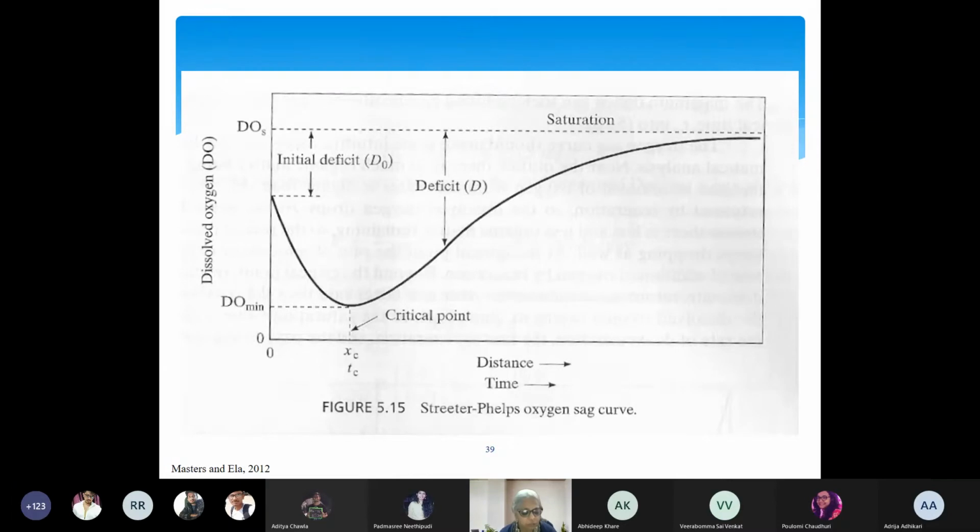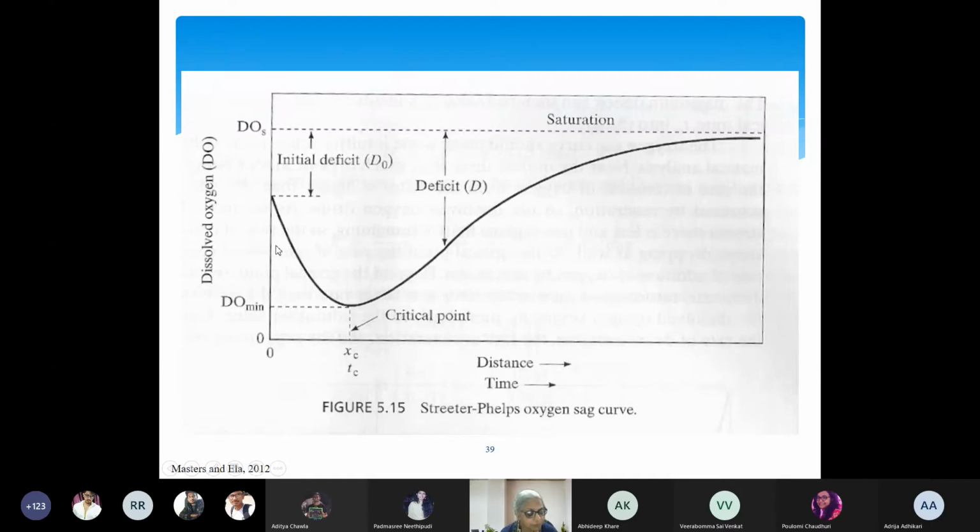So let's assume that when the wastewater falls, there is already some deficit. This deficit is the difference between DO saturation versus the DO in the water at that point. So DOS minus the DO in the river water sample. That is our initial deficit, D0. So D0 corresponds to X0 or T0. That is the first point.